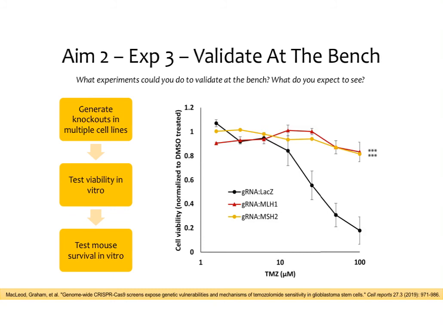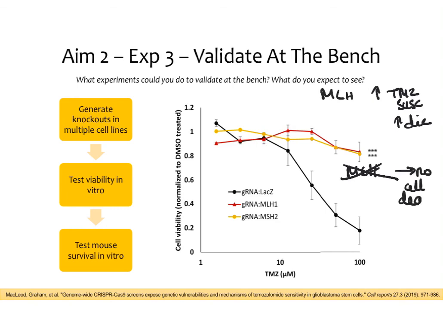And then the final piece would be to validate at the bench. And so here, this is an example of an MTT assay. And you would expect that if MLH1 promotes TMZ susceptibility, the cells that have MLH1 would die. So if we knock out MLH1, so this is now MLH1 knocked out, we would expect to see no cell death with TMZ addition. And when we look at these knockouts, these are knockouts of MLH1, you can see that the red and the yellow stay pretty stable even after increasing doses of TMZ, which tells us that these genes are actually involved in cell death.